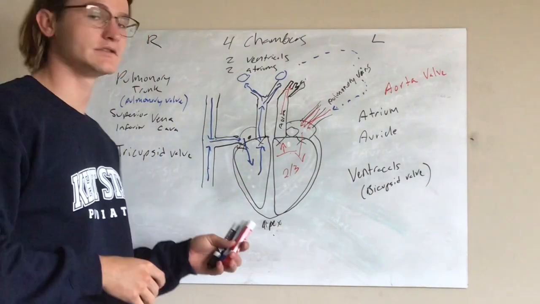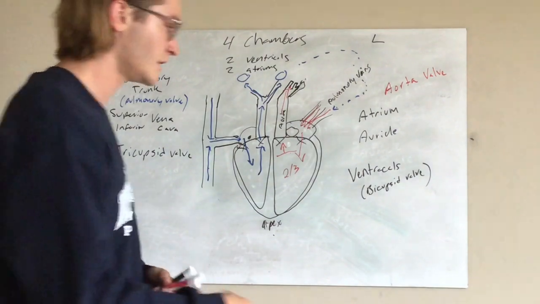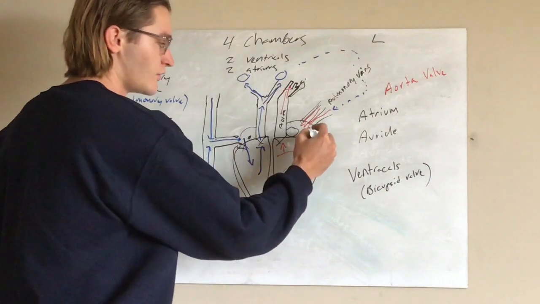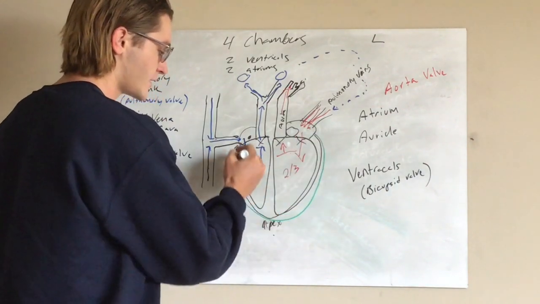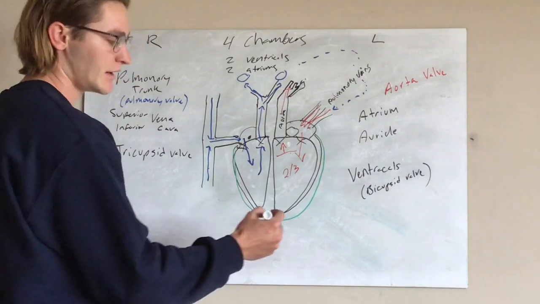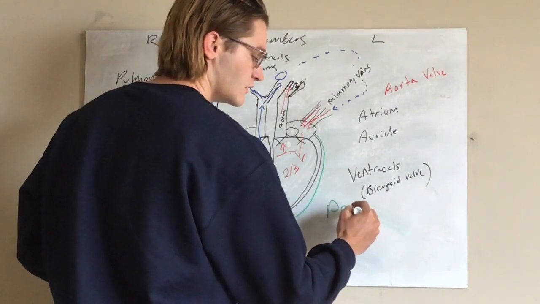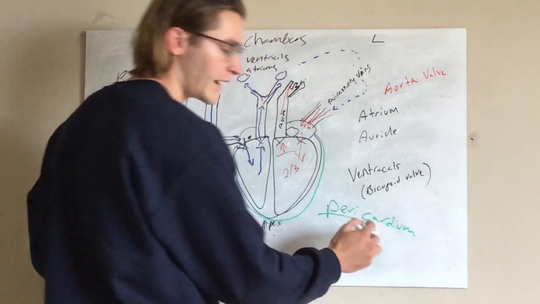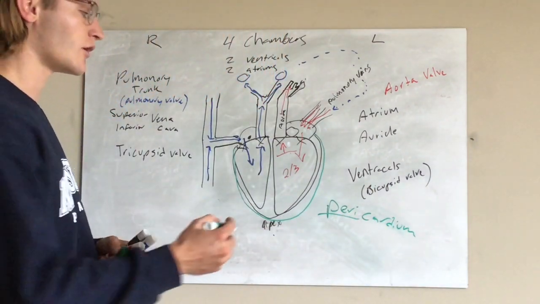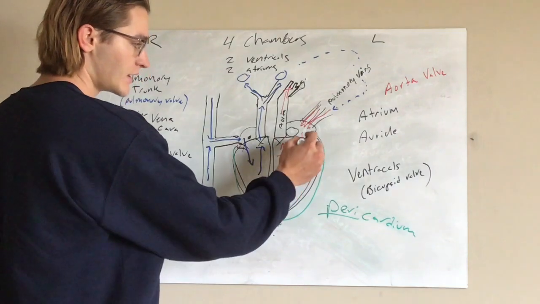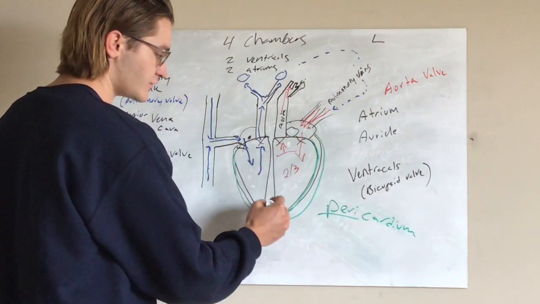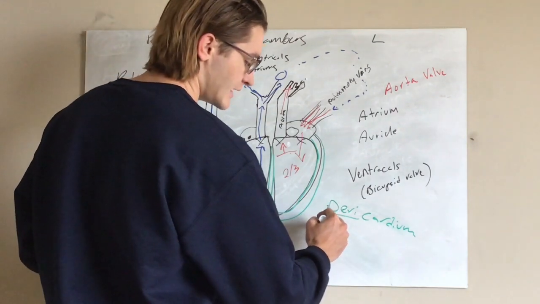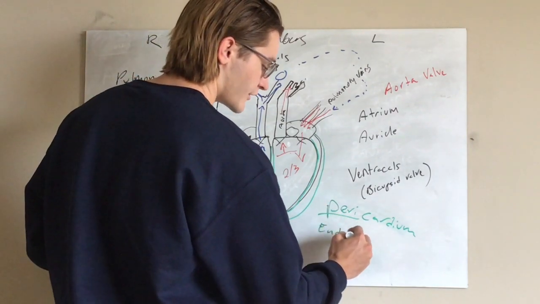So let's talk about the muscles. We're going to have three different muscles on the heart. We're going to have one that goes all the way around the heart, I kind of already drew it, and that's going to be called the pericardium. Peri means around, so it's around the heart. You're then going to have one that surrounds each ventricle, and that's going to be called the endocardium.